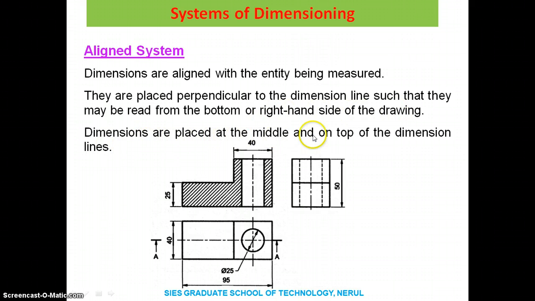Dimensions are placed at the middle and on top of the dimension lines. You can see here this dimension is placed above this dimension line, this dimension is also placed above this dimension line. Considering the vertical line, then the dimension should be placed on or above the vertical line. So here you can see it should be read from the right hand side of the drawing. This is the aligned system of dimensioning.